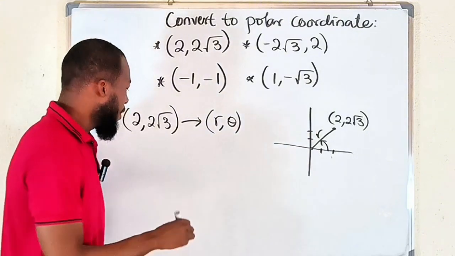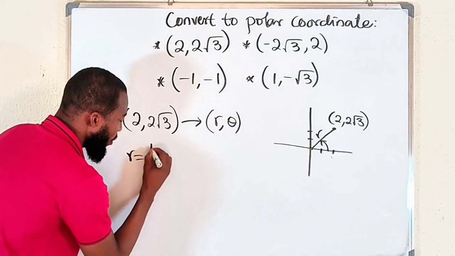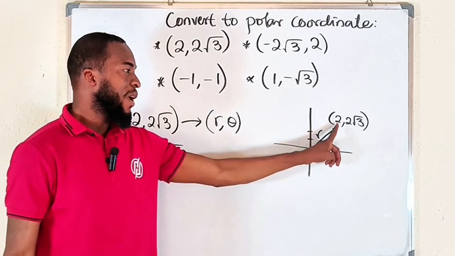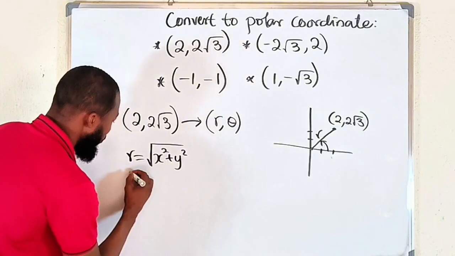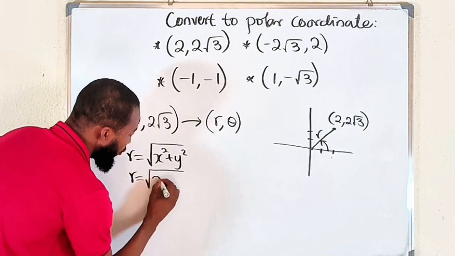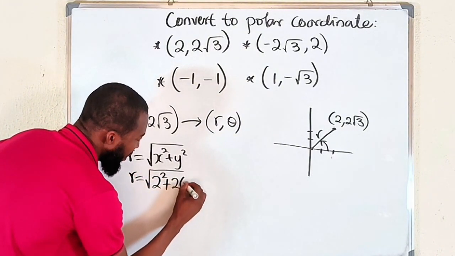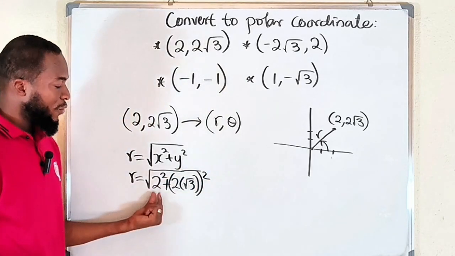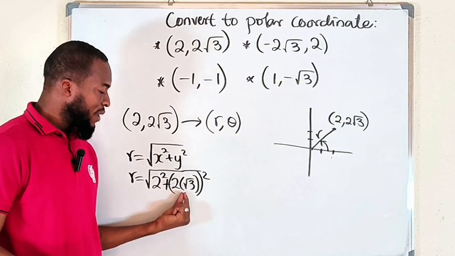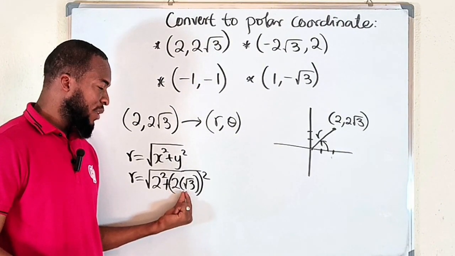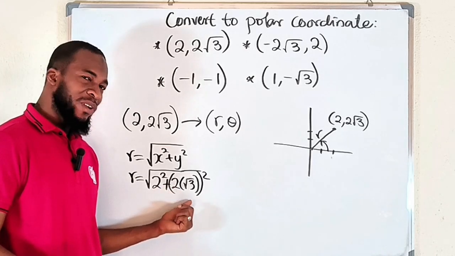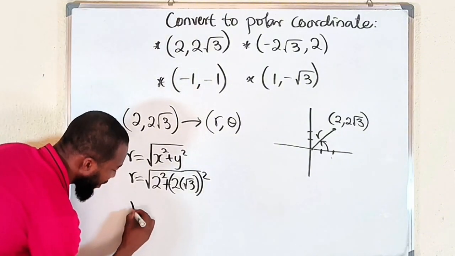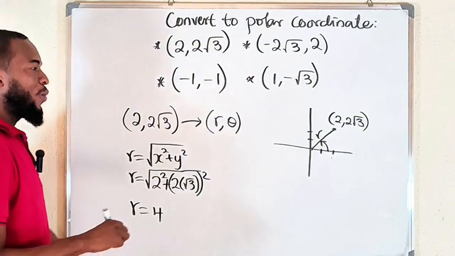So let's start with the r. To find the r, we can always take the square root of x squared plus y squared. This is the formula. And this is my x and this is my y, right? So r will be equal to the square root of 2 squared plus (2√3) also squared. So let's simplify. 2 squared will give us 4. Then (2√3) squared: 2 squared is 4, √3 squared is 3, so we have 4 times 3, 12, and 12 plus 4 is 16. Square root of 16 is 4, which implies that r is equal to 4. We are done with r.